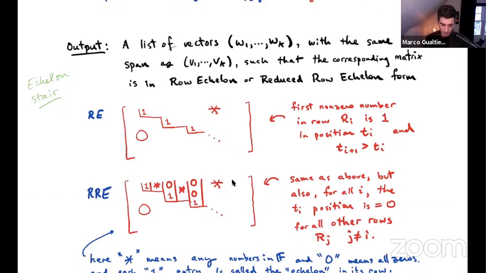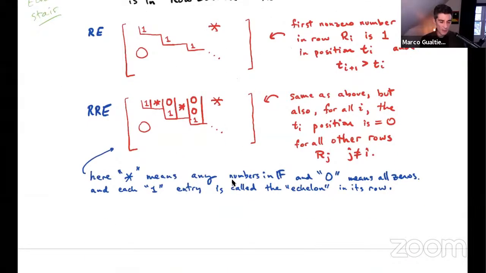Reduced row echelon form is a little more constrained. It's the same as before, except above each echelon, so above each number 1, you have zeros. But then everything else can be as before.